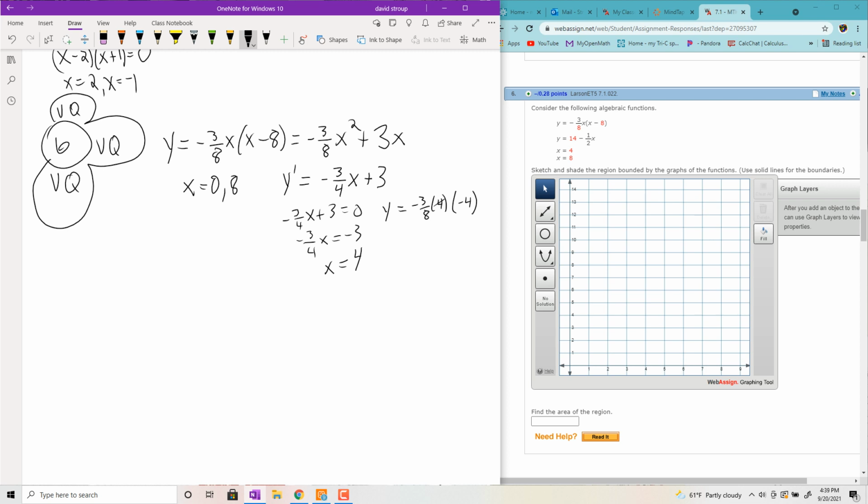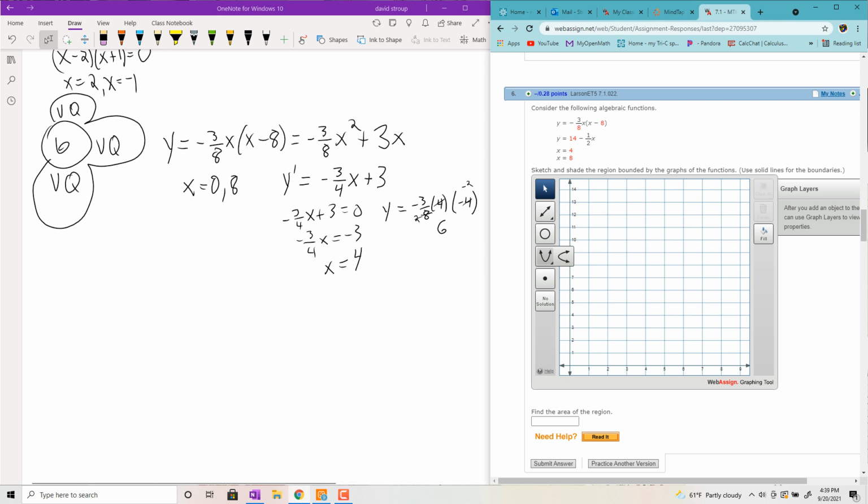Okay, so this and this will kind of cancel. And then this and this will go in there, so -2. 2 times -2 times -3 is 6. Okay, so let's get this. It's this button we need.